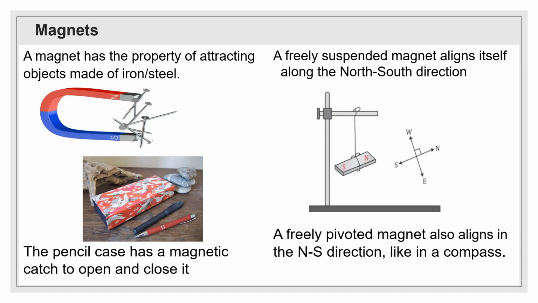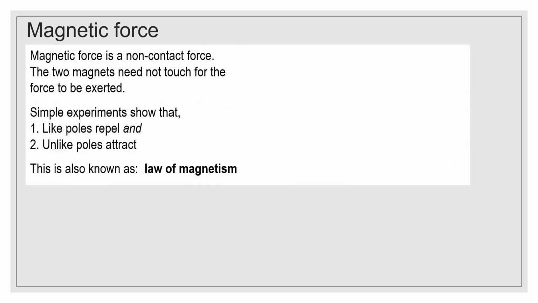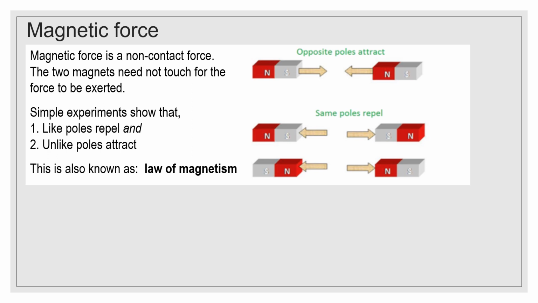A freely suspended magnet aligns itself in the north-south direction. Even a freely pivoted magnet aligns itself in the north-south direction, similar to a compass. Let us see what is a magnetic force. A magnetic force is a non-contact force.